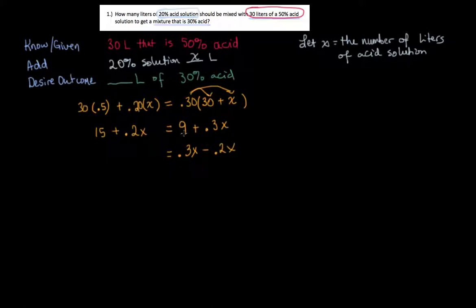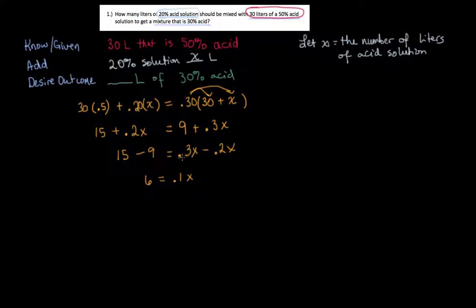And at the same time, we're going to move all the constants to the other side. So we had a 15 over here, and we're going to subtract 9. And now we just clean up that step. 15 minus 9 is 6. So we have 6 is equal to 0.1x.